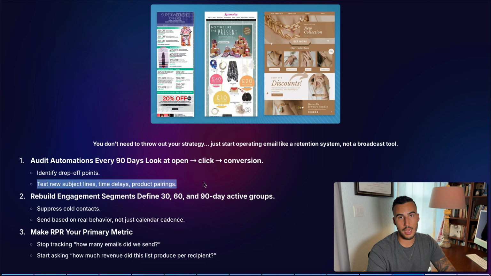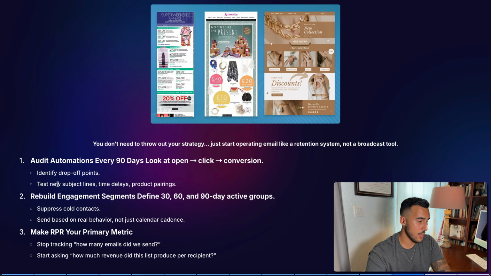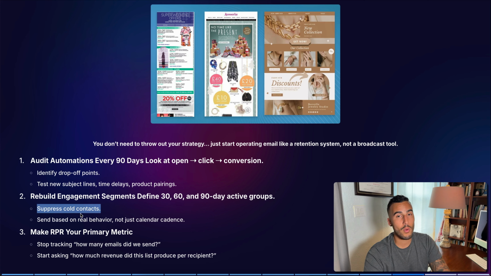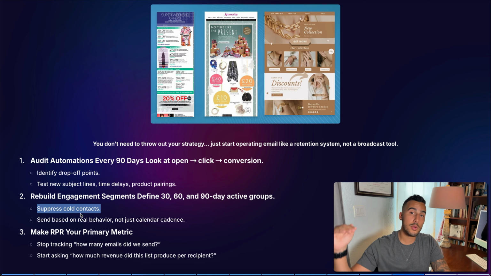Can we test new subject lines, new preview text, new time delays, product pairings, different bundles, different offers, right? That's what you want to look at and what you want to optimize when you're taking a look at your automations every quarter. And then you want to rebuild your segments. So again, so many brands don't even have these engaged segments of 30, 60, and 90 days. So many brands don't even suppress cold contacts. They don't have a sunset flow. We're actually eliminating these people if they don't engage with their emails, decreasing their Klaviyo bill, and actually improving their deliverability and their open rate metrics, click rates.